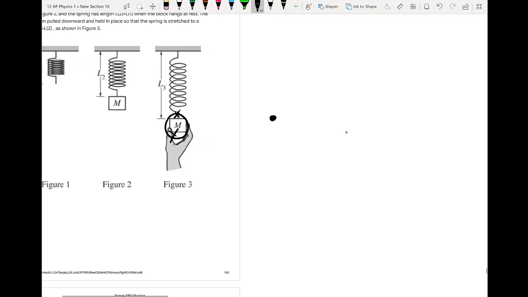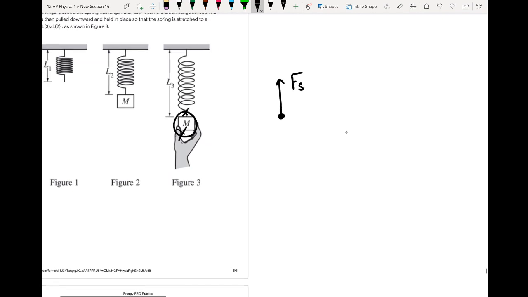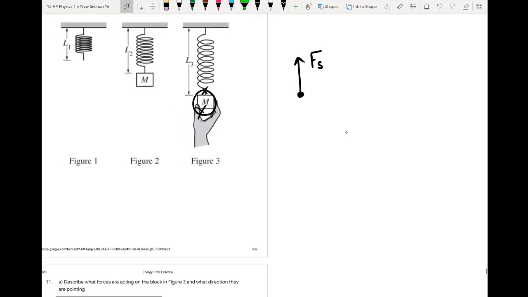We can see that we definitely have this contact force from the spring, and it looks like that spring wants to return to its equilibrium position. So it wants to pull our object upwards. So we have this spring force that is acting upwards. In this case, this block is also not moving.